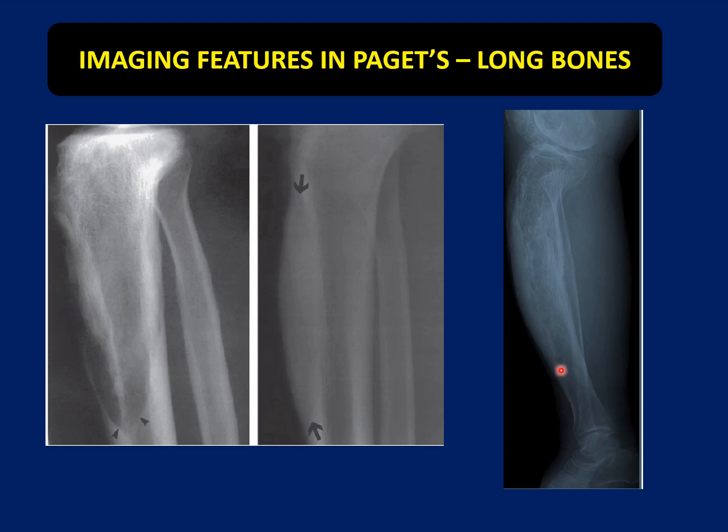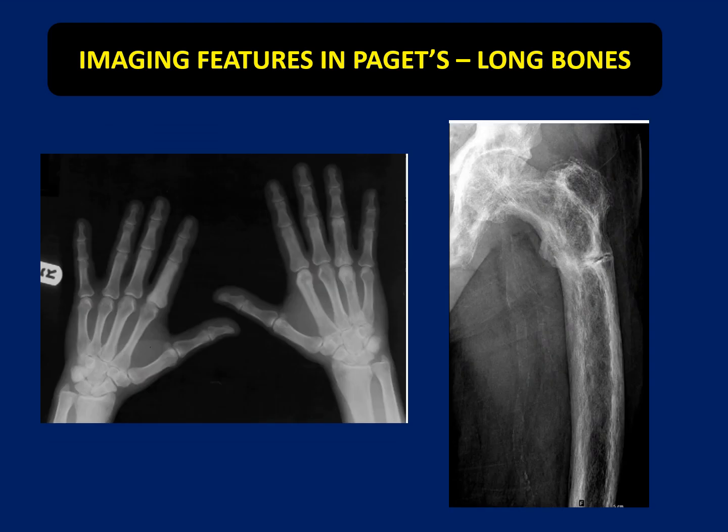In a more advanced stage, there is typical cortical thickening, disorganized trabeculae, and bone expansion with a saber-shaped tibia, in which there is bowing which can be either anterior or lateral. Here we are able to see the ivory phalanx, just like the solitary ivory vertebra. Here there is diffuse sclerosis involving the proximal phalanx of the right second digit, and this is again a feature of Paget's disease.